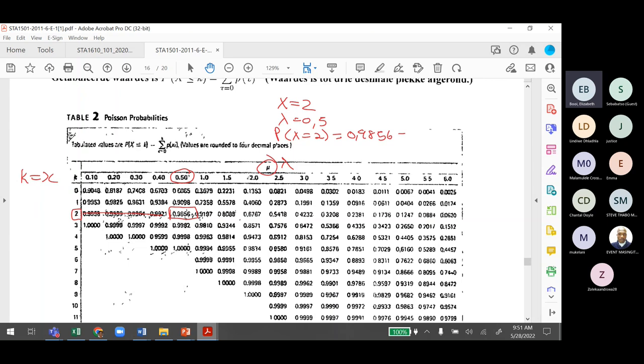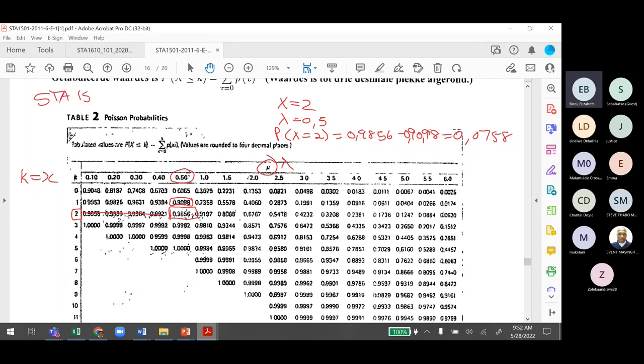0.9856 minus the previous value, because we know that if we are here, this value includes the first ones as well. So we subtract 0.9098, and that should give us the value that we are looking for, which is 0.9856 minus 0.9098, which is 0.0758. And that's how you will use your table.